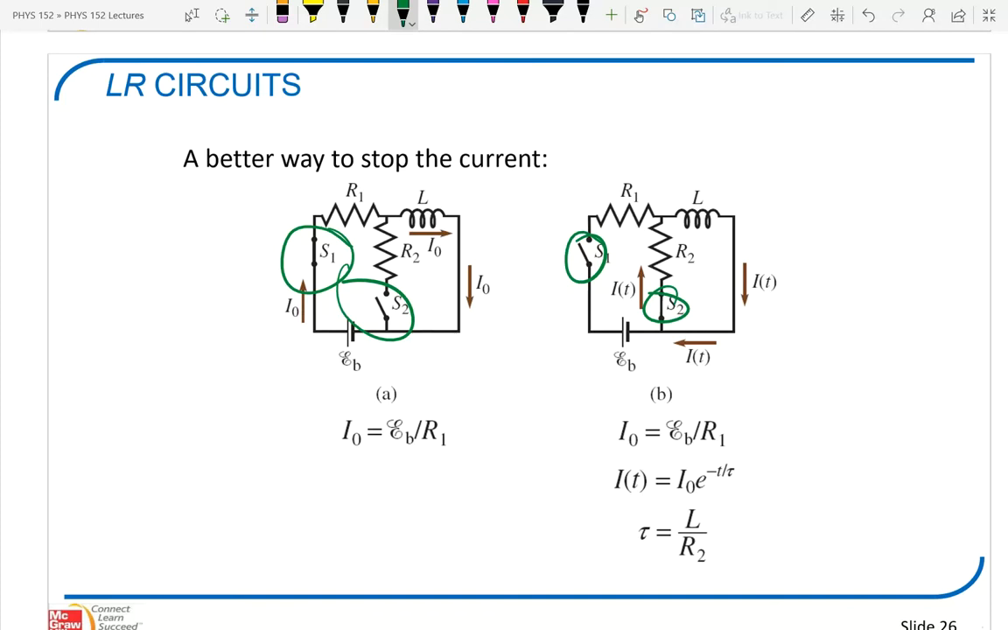And so just like with the capacitor circuits, you look at what resistance the inductor sees. In the charging picture, the inductor sees R1. And so you're going to get L over R1 for the charging time constant. When it's discharging through R2, you'd have L over R2 for the discharging time constant. Hence, you can have a different time constant when you're charging versus when you're discharging.